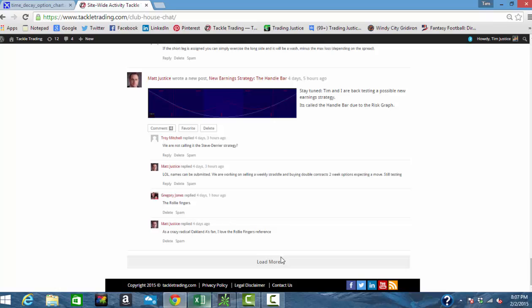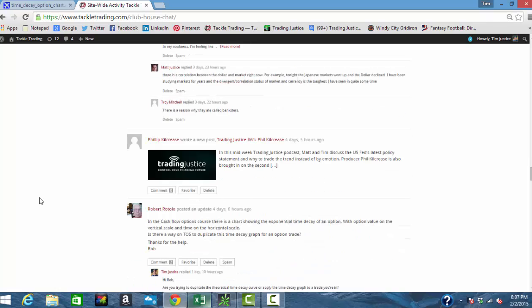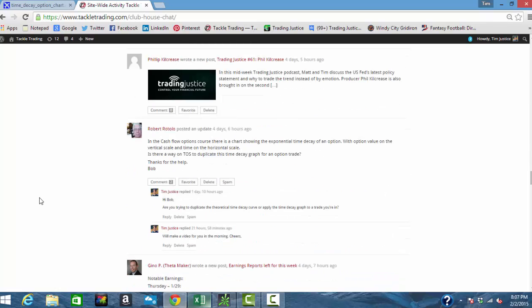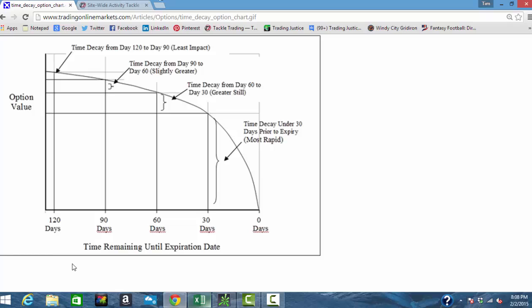Bob, I'm going to come down here and load more in here. Let's see if we can find it. There it is. He says, in the cash flow options course, there's a chart showing the exponential time decay of an option with the option value on the vertical scale and the time on the horizontal scale. Is there a way in TOS to duplicate this time decay graph for an option trade? Thanks for the help, Bob. And this is the graph he's talking about.